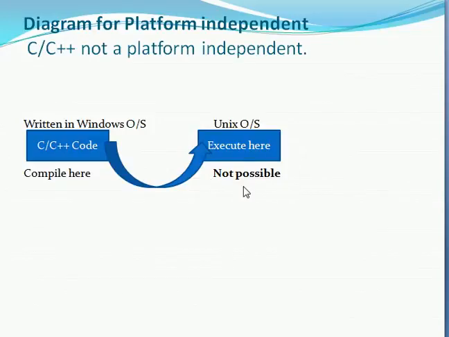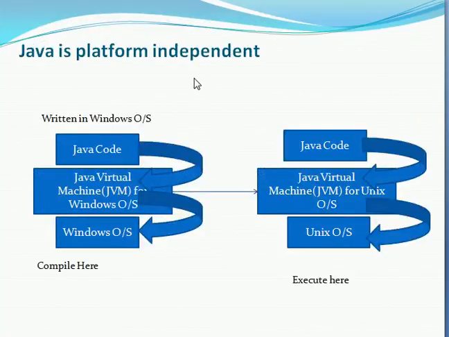Not possible, because a C program, once you compile it in one operating system, depends on the same operating system to run. It is not possible to run it on another operating system, because C and C++ are not platform independent. From this diagram, we'll come to know Java is platform independent.